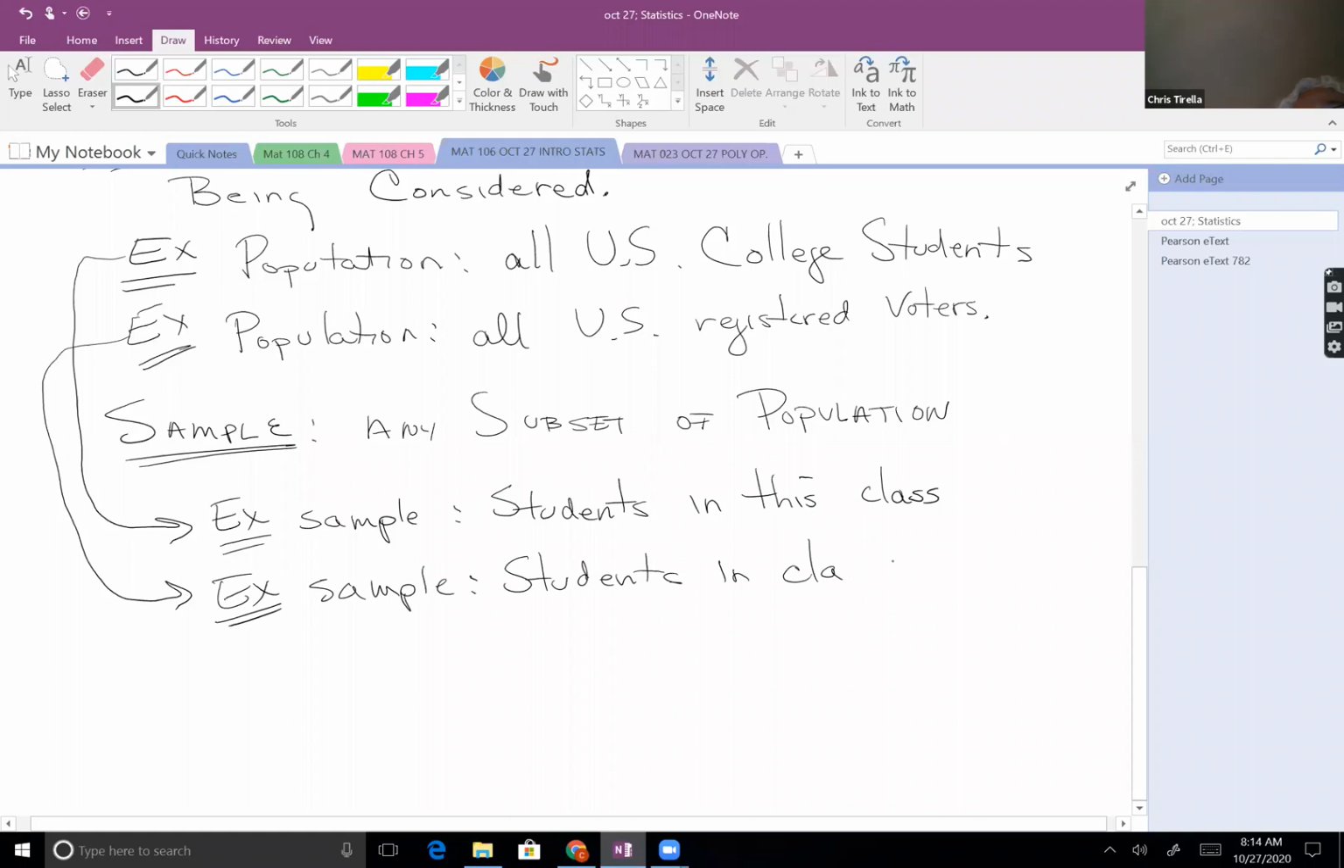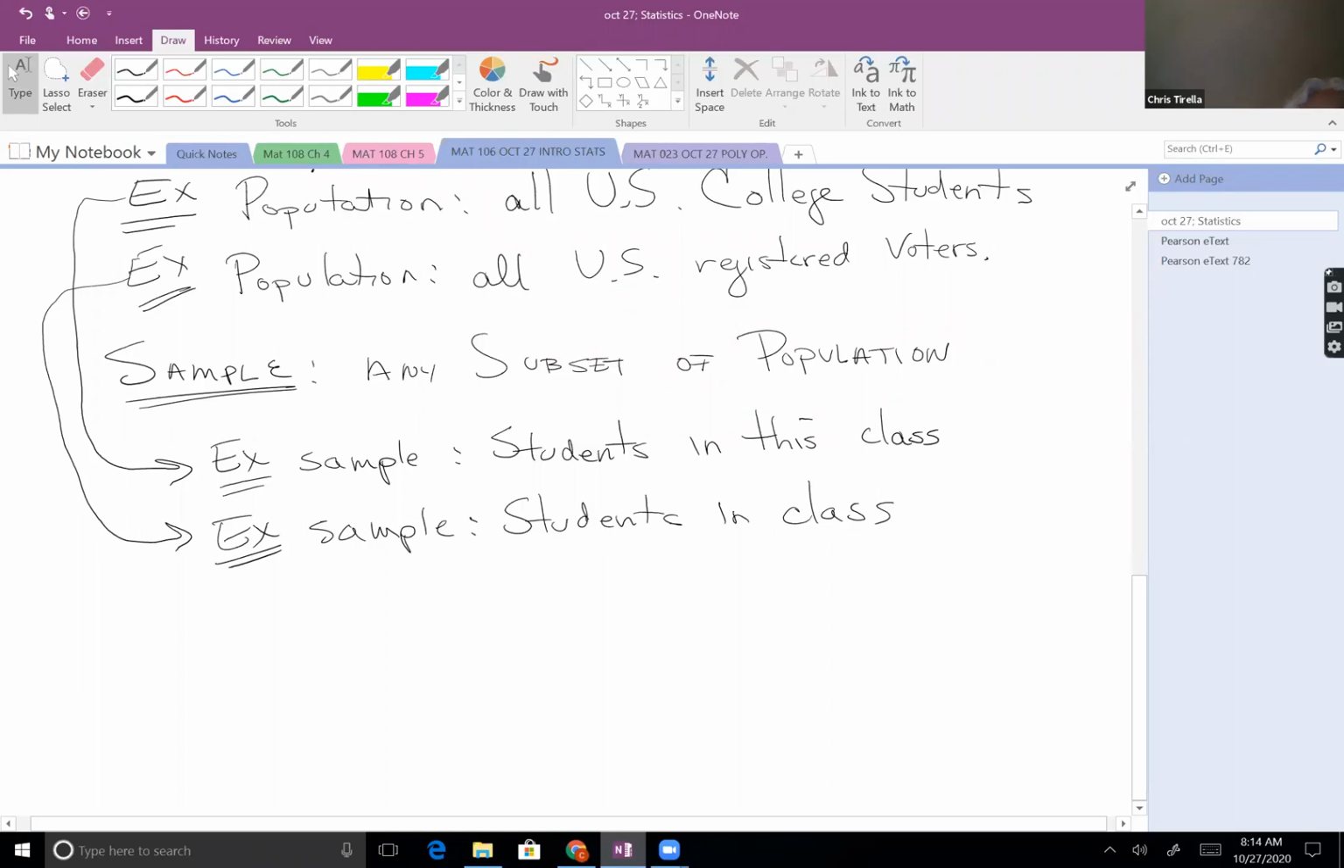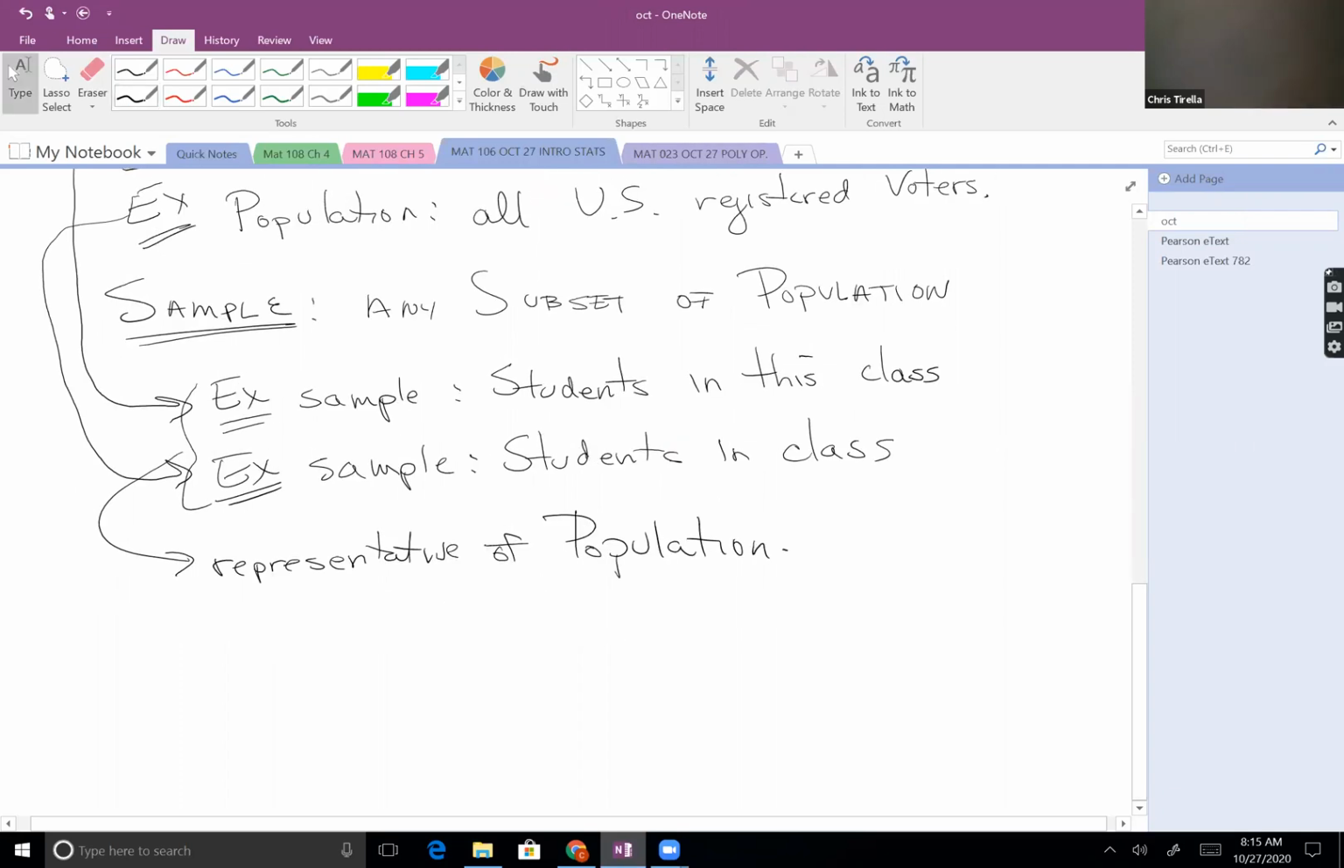Yeah, they're both subsets of the population, but are they good subsets? Are either of those representative of the population? Do you think the experiences of people in this class would represent the experiences of all of American voters? Do you think the experiences in this class would represent the experiences of all American college students? No, they're not real representative.